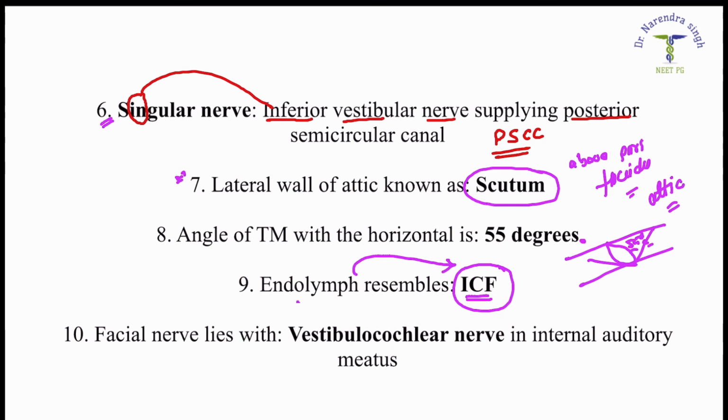Now coming to the 10th question, that is, the facial nerve lies with which nerve in the internal auditory meatus. If the question is asked as the facial nerve lies with which nerve in the internal auditory meatus, then the answer is the vestibulocochlear nerve. Facial nerve lies with the vestibulocochlear nerve at the internal auditory meatus.